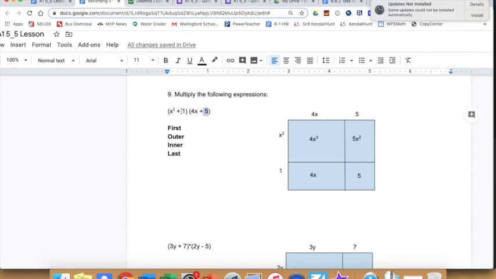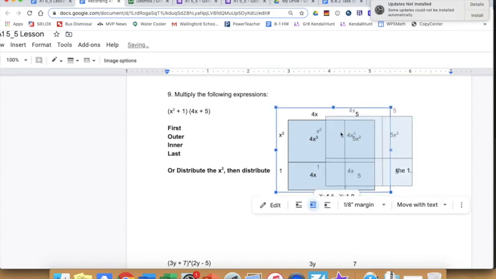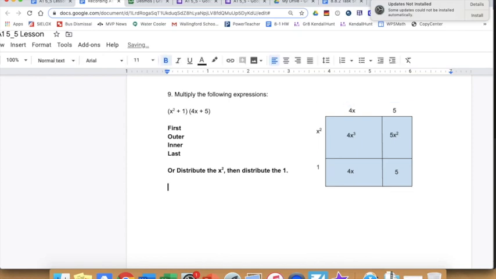And then the inner terms. The 1 gets multiplied by 4x, and the 1 gets multiplied by 5. So really, there's two different trains of thought. You could also just say, distribute the x squared, then distribute the 1. And the key to remember is you will have 4 terms to add together, and you might have to combine like terms as well.